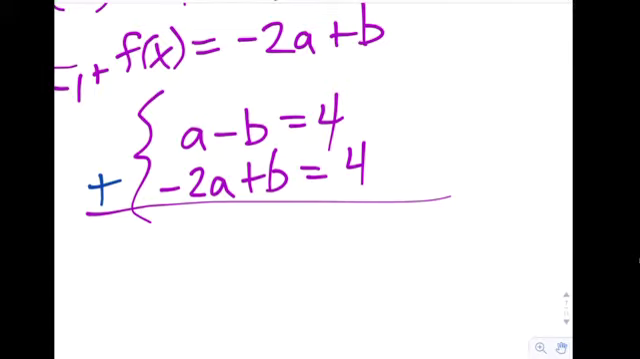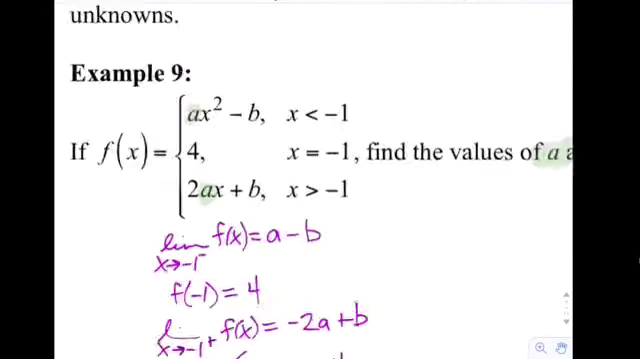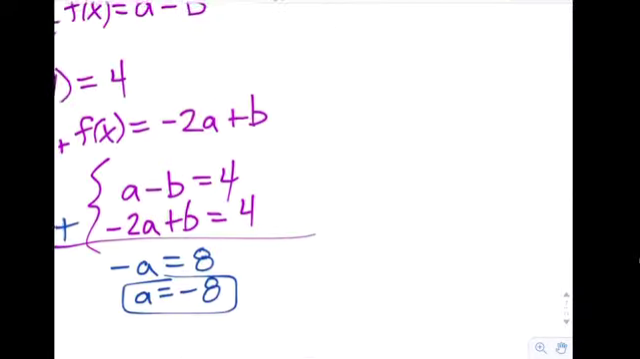So 1a minus 2a is -a. Negative b plus b is 0. There they are. They're eliminated. 4 plus 4 is 8. So if -a equals 8, a must equal -8. And there's one of them. So what we know then is our parabola does open down based upon that, and the slope of the line is negative, right? -16. But now we need to find b.